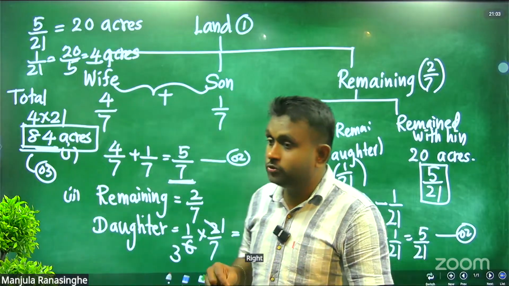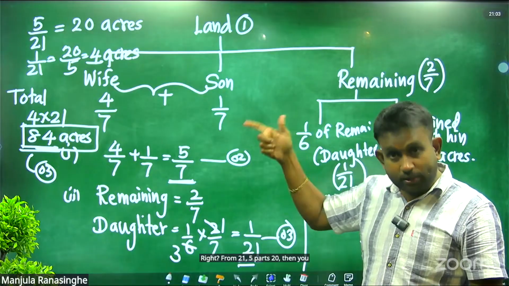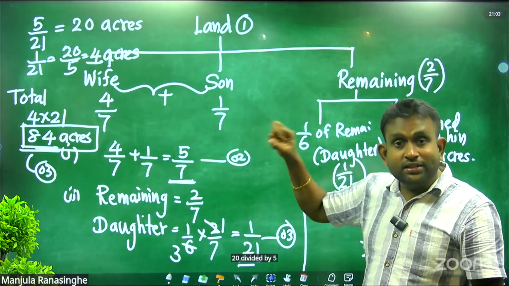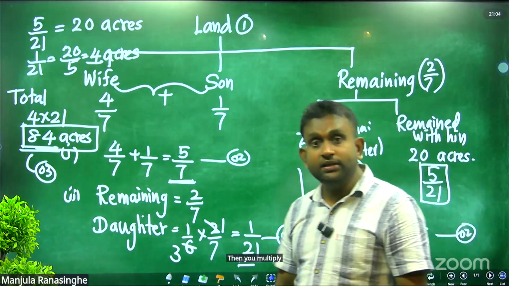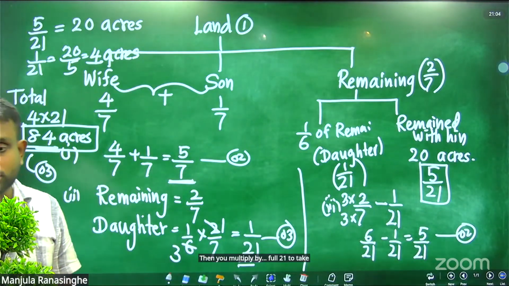Right, from 21, 5 parts is 20, then you got one part of 21. How much? 20 divided by 5, that is 4, which is one part of 21. Then you multiply it by 21 to take the number of parts in the total land.